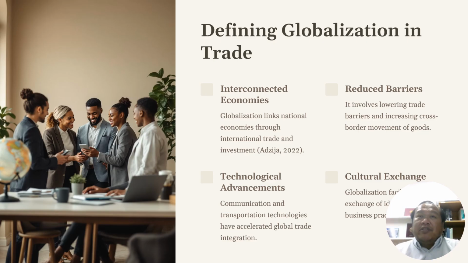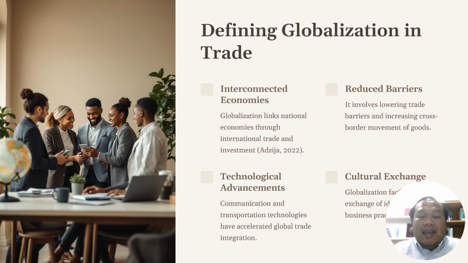Globalization also leads to technological advancements. Communication and transportation technologies have accelerated global trade integration. Of course, there are certain products that have a shorter lifespan, and there are certain products that have a longer lifespan. So we cannot just rely on sea freight or shipping. We cannot just rely on rail transport or road transport if the products have a shorter lifespan, because by the time that they arrive to their destinations and to the consumers, the consumers will no longer be able to use them. The customers will no longer buy them because their lifespan has ended.